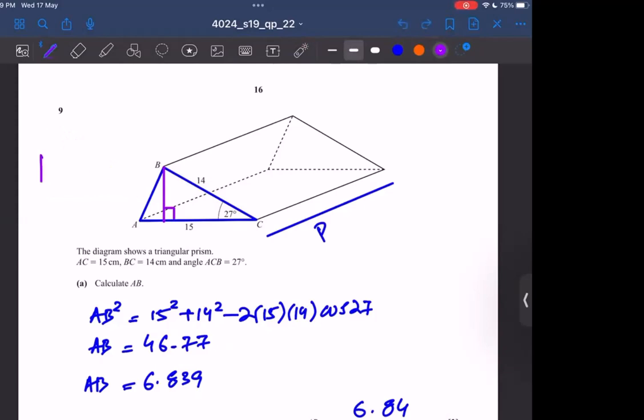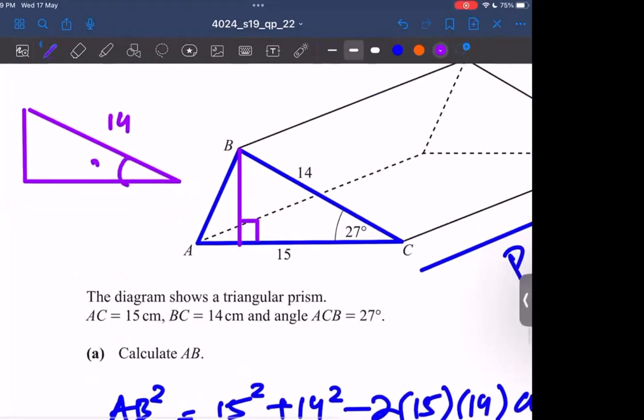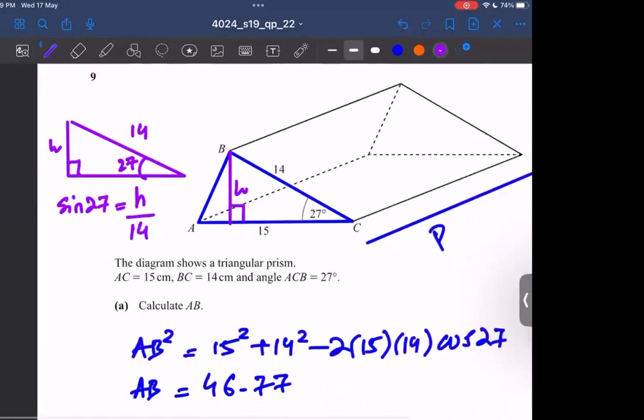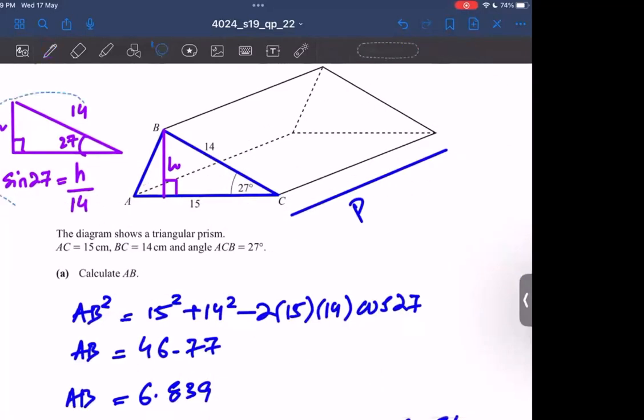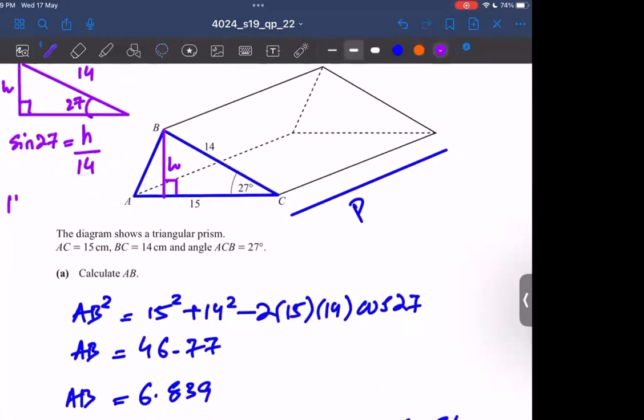What I did, I just got this triangle here. Now we have the 14 value here, we have 27, we have 90 degrees here. So I'm finding out this height. We have sine 27 equals opposite over hypotenuse. So the height h is going to be 40 into sine 27. We got the value 6.355.